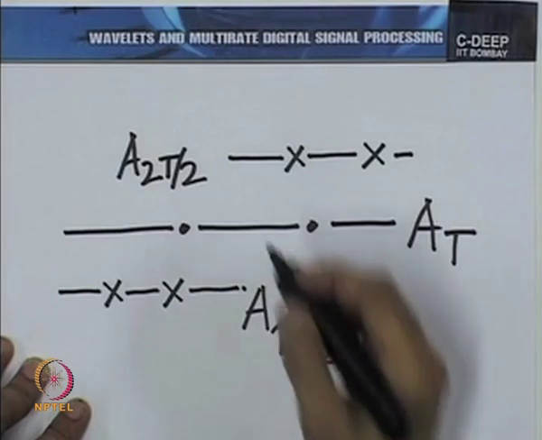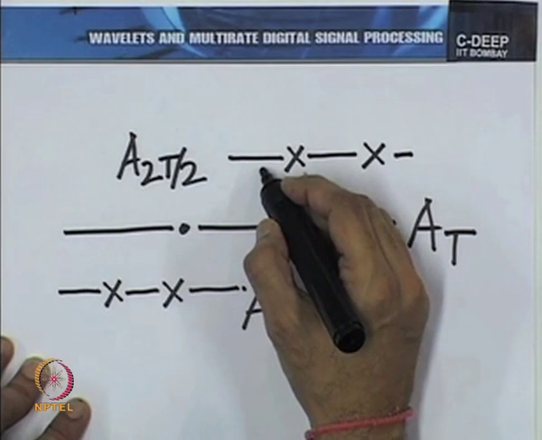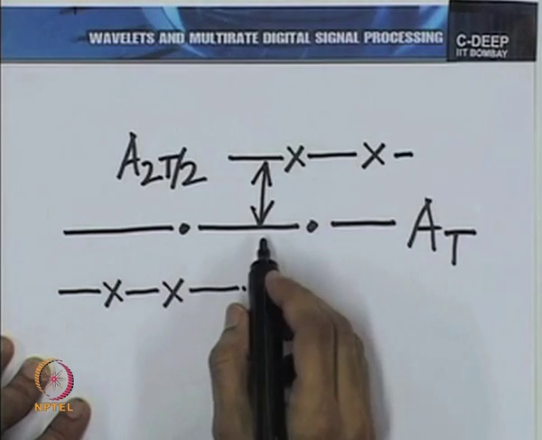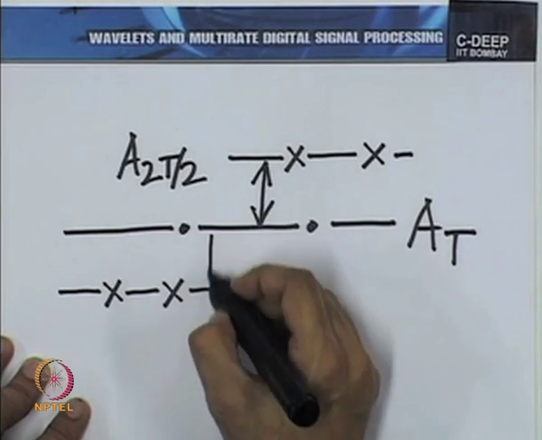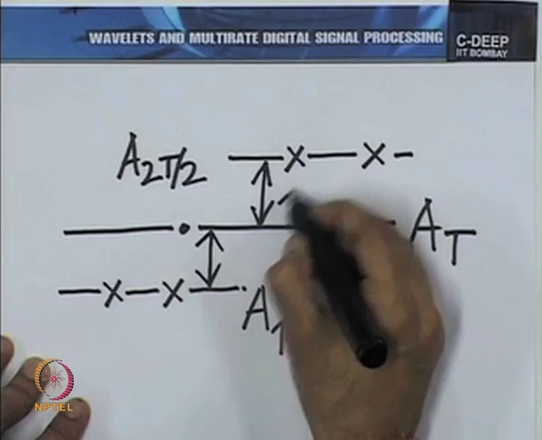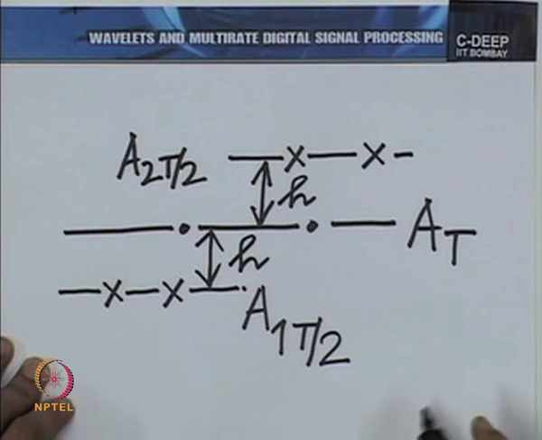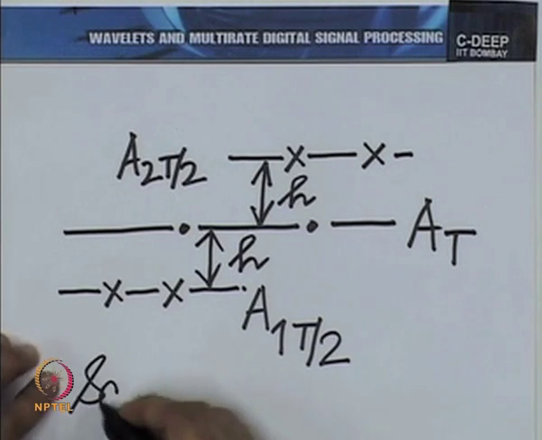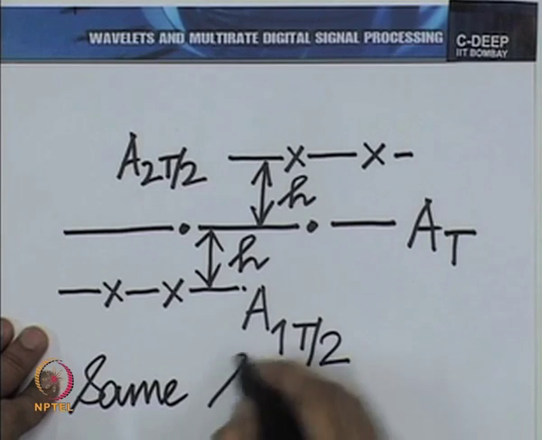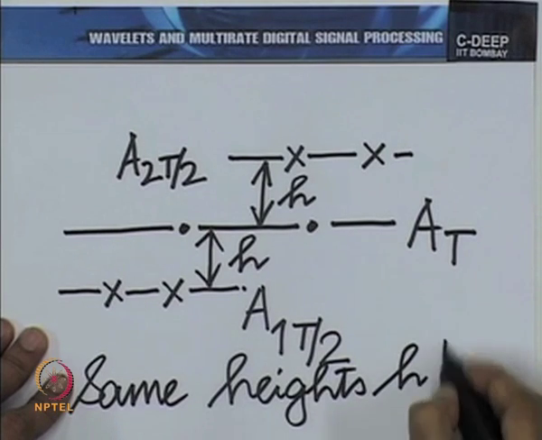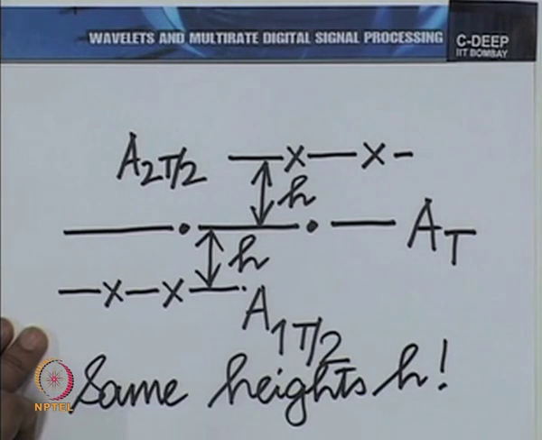In other words, this is as much higher above A t as this is lower. What we are saying is these two heights are the same. That is what this relationship implies.